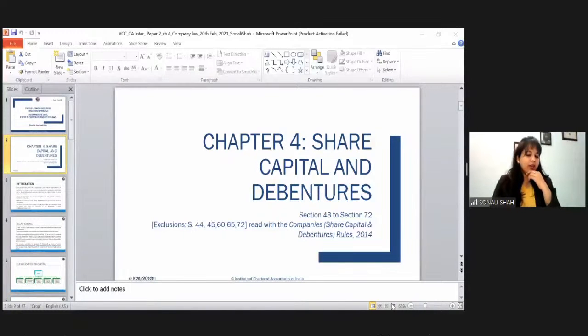Srishti, your query on preference shares, whether they'll be deemed to be convertible or non-convertible, I will clarify in the upcoming sessions. Priya is asking me, ma'am, how do we remember concepts? Read, make your notes, revise. You can go through the old module, but you will have to see that you cover up the amendments, Ashok.